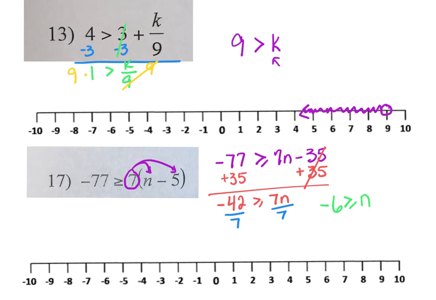So I'm going to go to -6. Am I going to have an open or closed circle? Closed. Is n bigger than -6 or smaller than -6? It is smaller than -6.